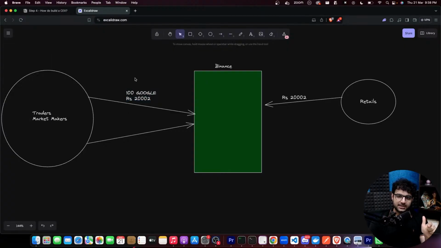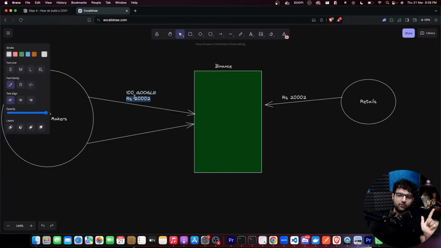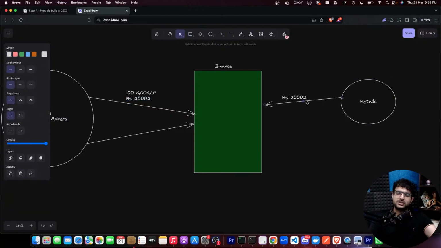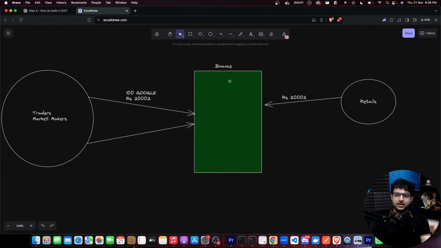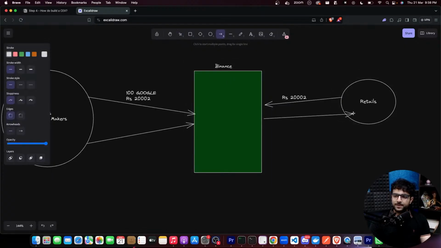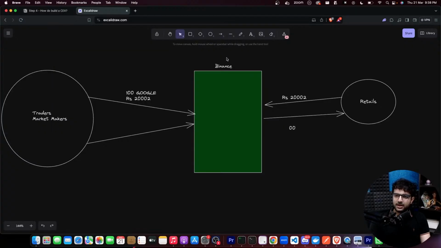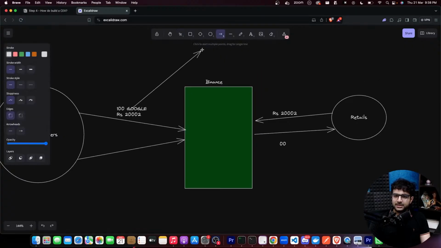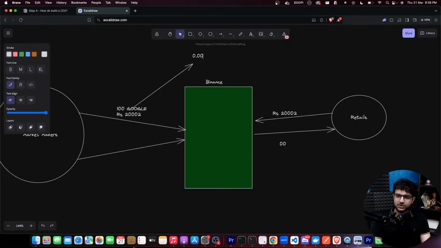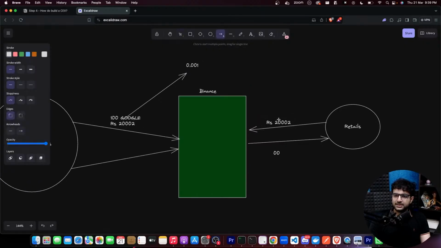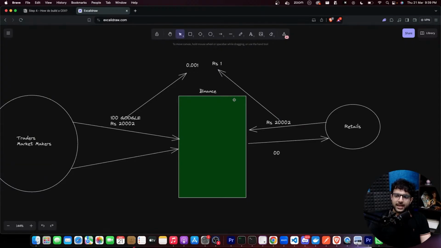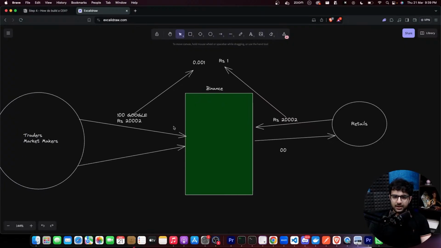This person is saying, "I will only sell 100 Google stocks for 2002, nothing less than that." This person is saying, "Take 2002, give me the best orders that you have." The goal of Binance is to match your order and send you back 100 Google in return, and take some money in the middle from both the sides. This party will pay some 0.001 Google stock to Binance, this party will pay some rupees 1 to Binance, and the swap will happen. That is what an exchange is supposed to do. It's supposed to swap assets between people.